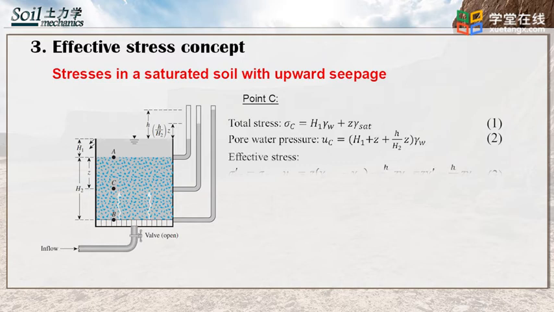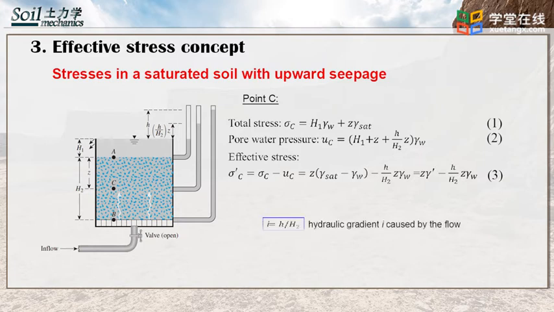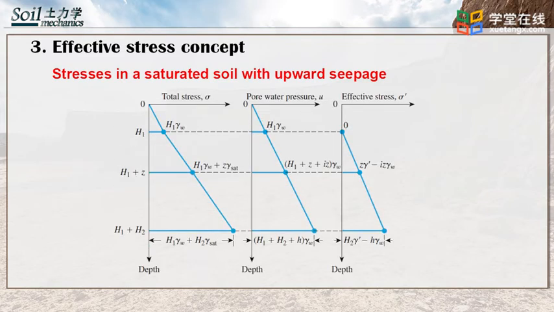Then the effective stress will be obtained in equation 3 by using the total stress minus the pore pressure. Note that the hydraulic gradient i caused by the flow is h over h2. Equation 3 can be simplified by equation 4. The corresponding distribution of total stress, pore pressure, and the effective stress are shown in the figure below.